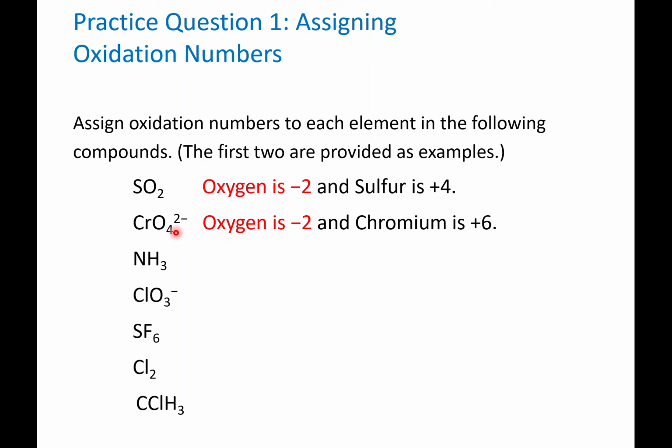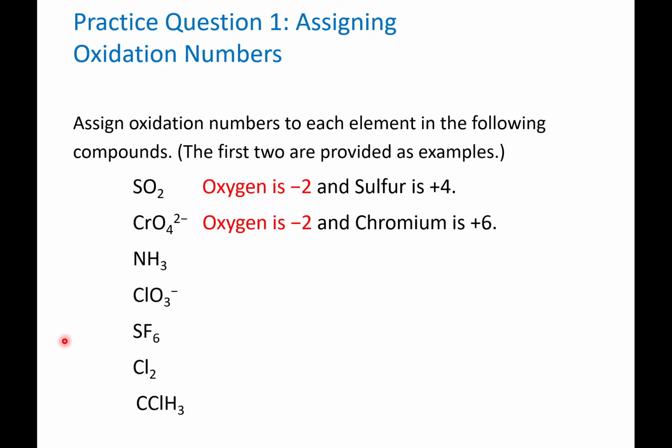Okay, say chromate, CrO4 2-. Oxygen again, that's the one we know something about, is a -2. There are 4 of them, so that has to be a -8. The molecule itself has a -2 charge. So if we think of chromium's oxidation number as X, we can set up an equation where X - 8 equals -2. If we solve for X, X would be a +6, right? So chromium's oxidation number in this molecule is a +6.